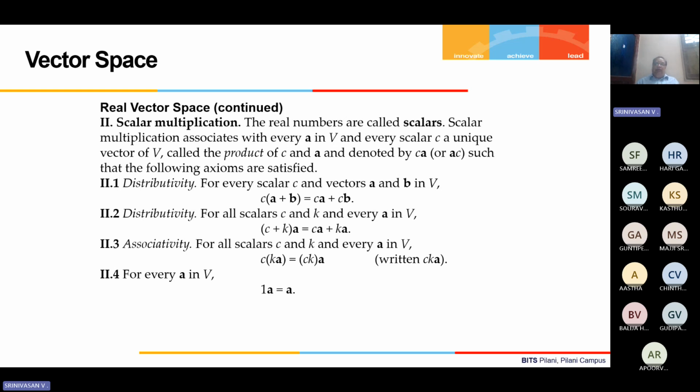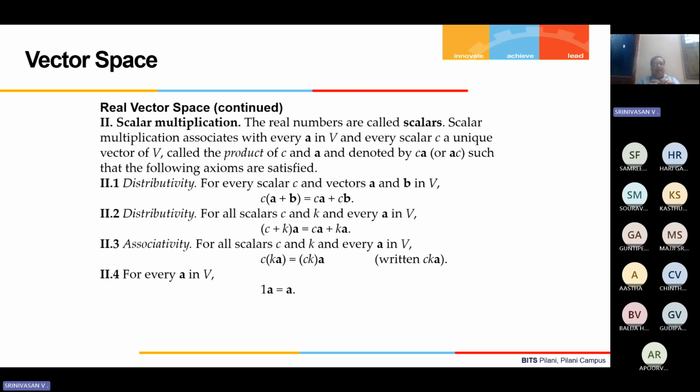Same kind of distributivity, but this time we have two scalars and only one vector. For all scalars C and K, and every vector A in V, you have C plus K into A equal to CA plus KA. Or C plus L, whatever scalar you take. So the sum of the scalars into a vector is the first scalar into the vector plus the second scalar into the same vector. Anyway, it gets distributed. So both of them are called distributive laws.